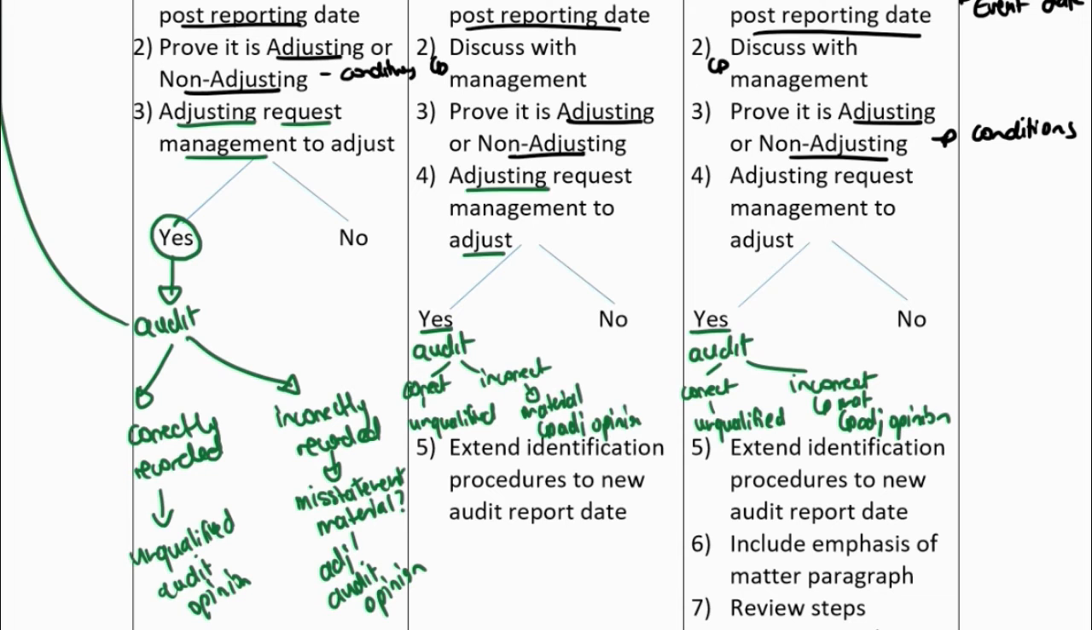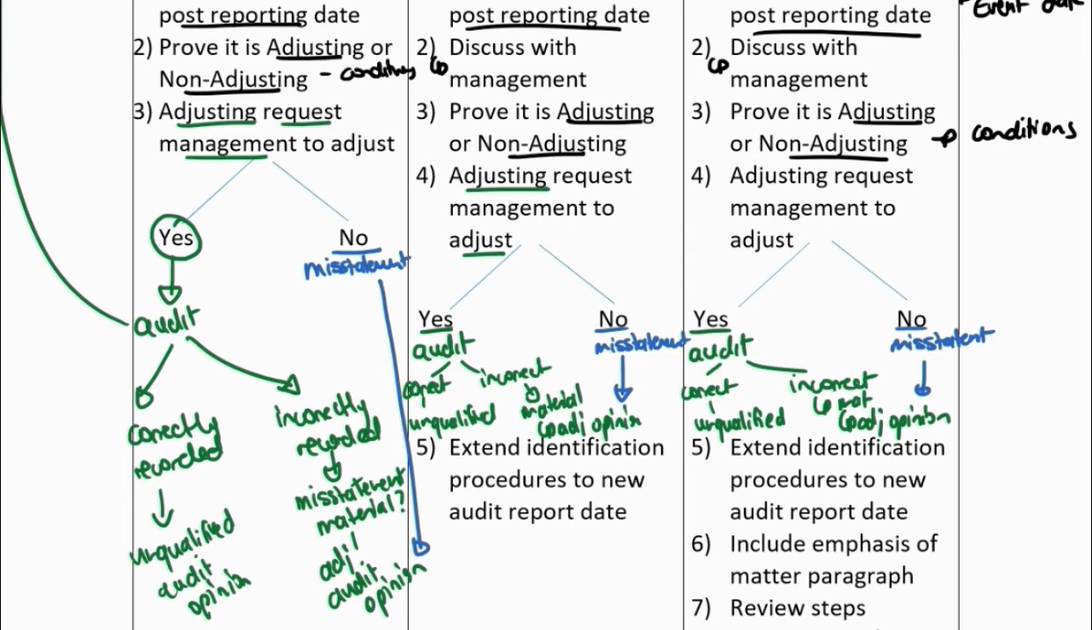But if we request them to adjust and they say no, then we've got a misstatement. And that's for all of these. And once again, I'm going to have to adjust my opinion for the misstatement, if it is material.